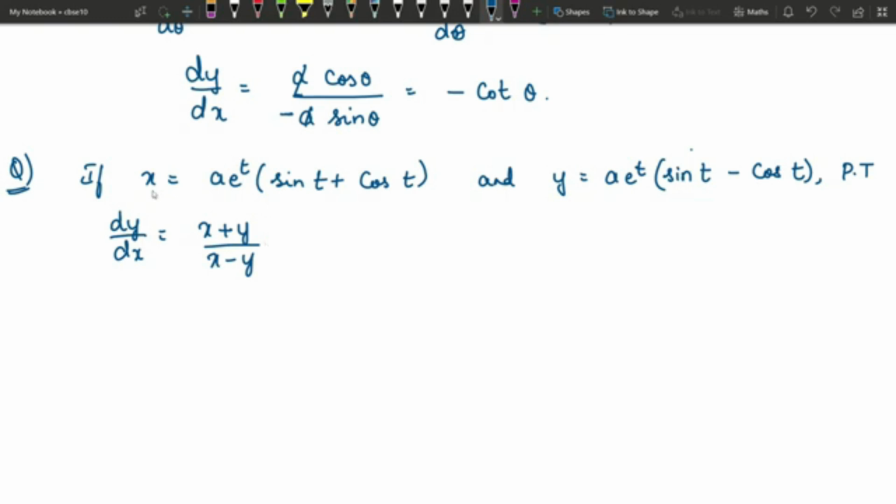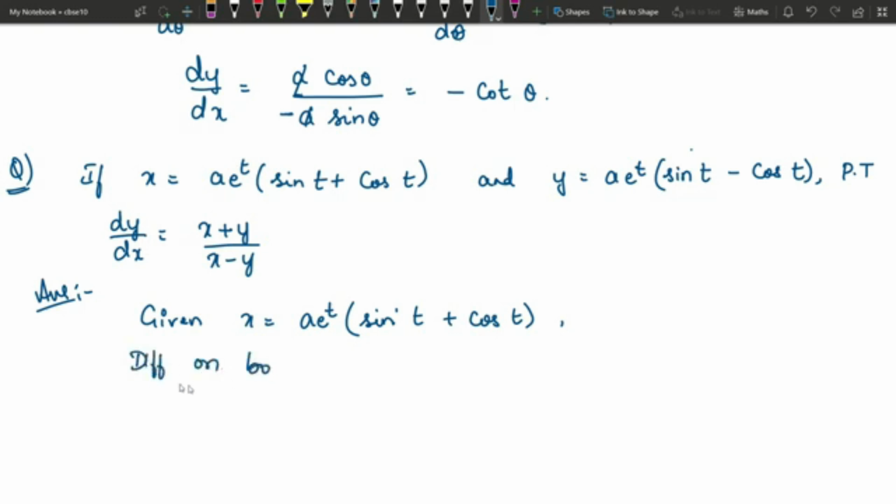So as you know, you have two equations for x and y. Both are expressed in terms of a third variable t. So here t is a parameter. You need to differentiate y with respect to t, differentiate x with respect to t, then write dy by dt upon dx by dt to get your answer. So now let's take first x. So given x is equal to a into e power t into sin t plus cos t. So we differentiate on both the sides. So you are supposed to write these things in detail.